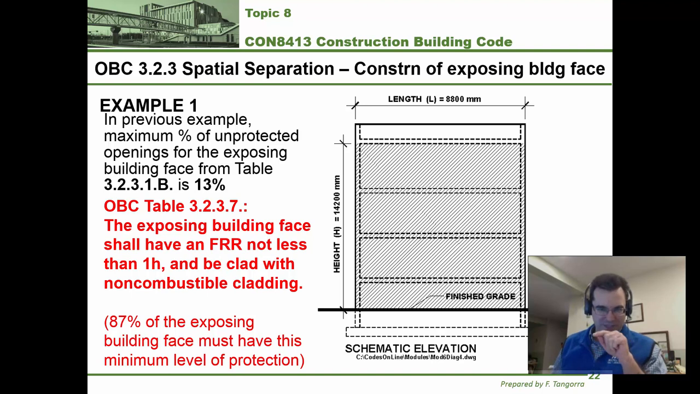Now, you want a tip? Go find what the construction must also be. It's shown in that table too. Don't limit yourself to just the fire resistance rating and what the cladding has to be. You must also list what the structure, what the construction must be. Okay? It's all there in 3.2.3.7.